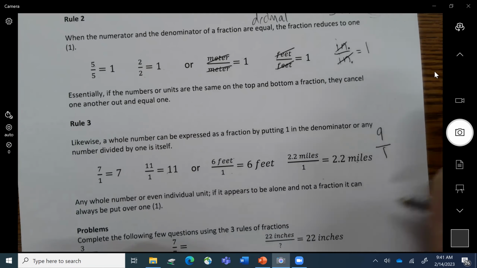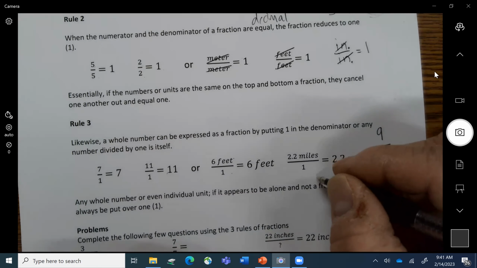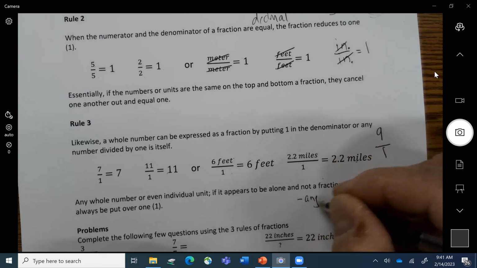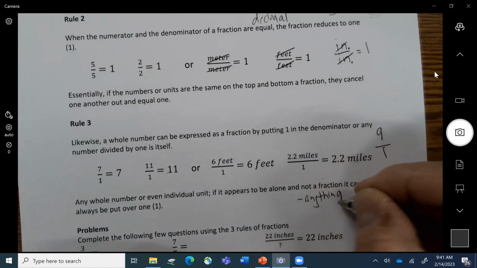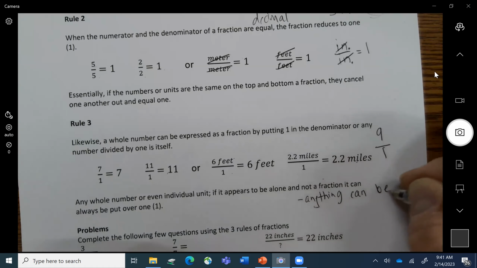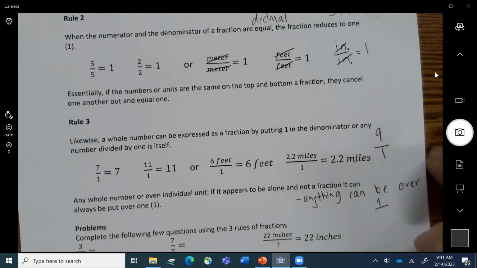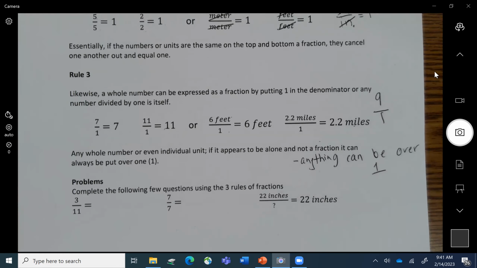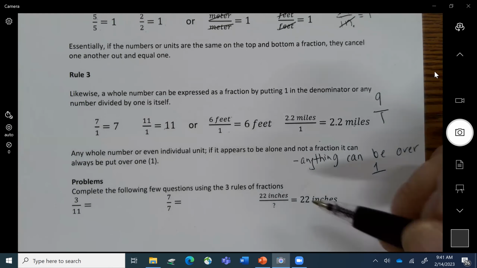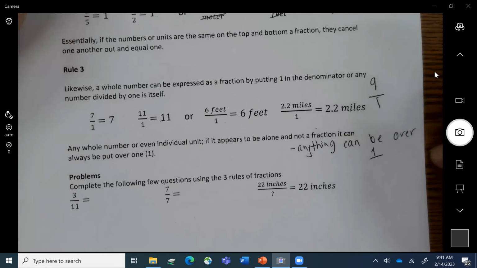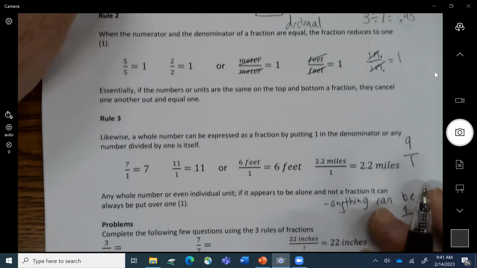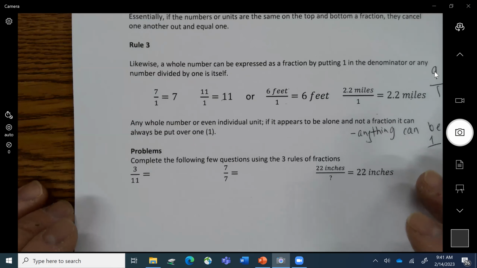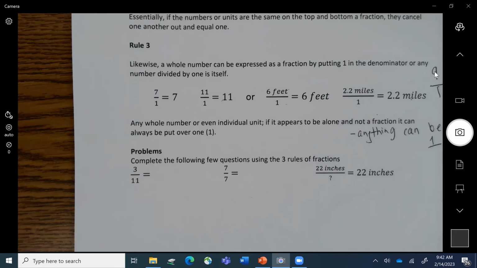So truly what the third rule of fractions is saying is that anything can be over 1. Okay, so here on this page and the top of the next page, there are some questions I want you all to do on your own. I'll give you 2 minutes to do them because they're super easy.